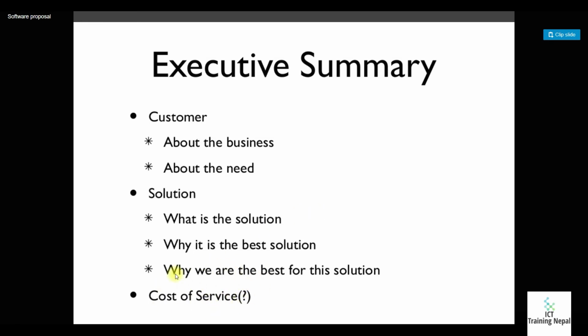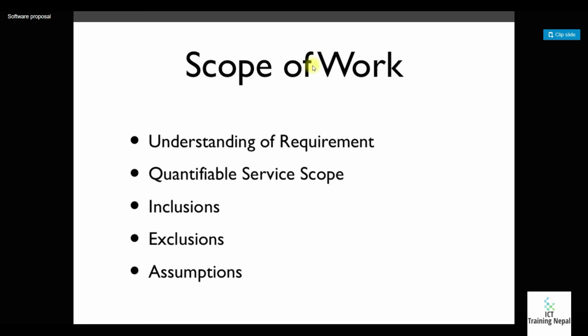So the cost of the service should be included: which service you are giving and how you have estimated the cost. This cost should be in the executive summary. You have to understand that after writing all of the proposal, this is the last thing you have to make. So don't start with the executive summary. First of all, start with all the other things, then you get an idea for the executive summary, and then you write it.